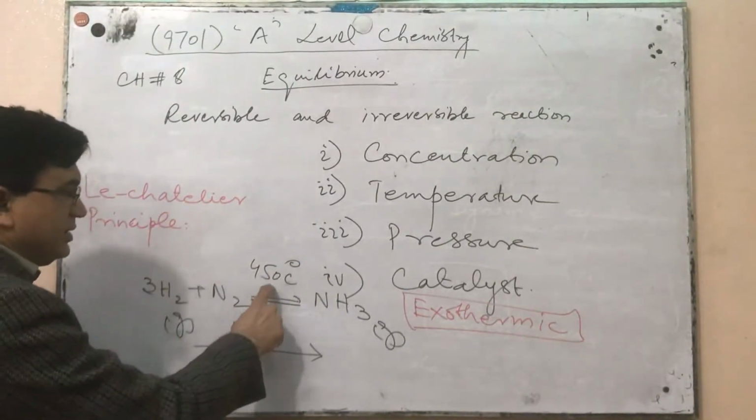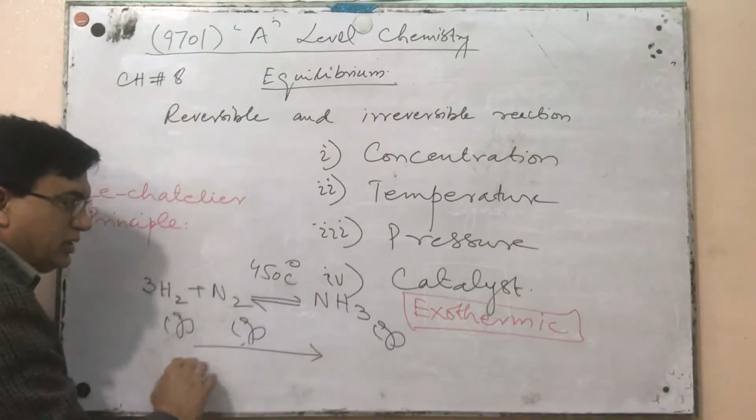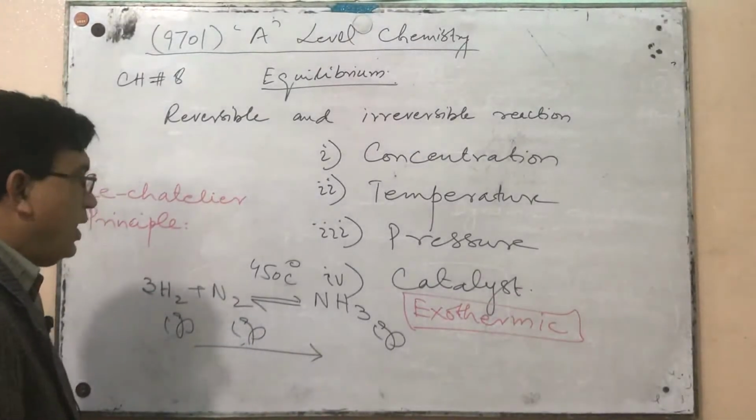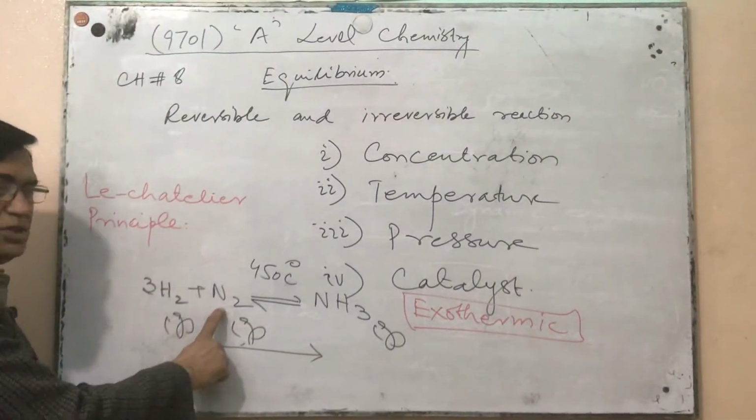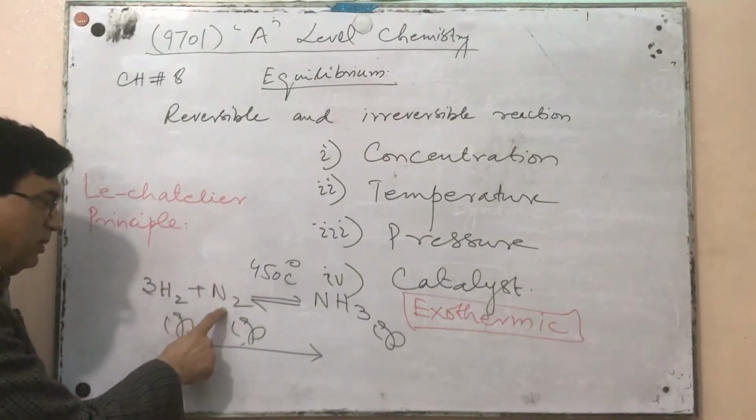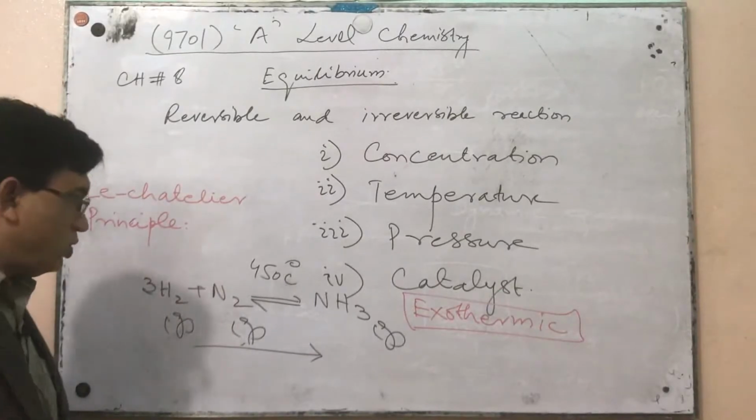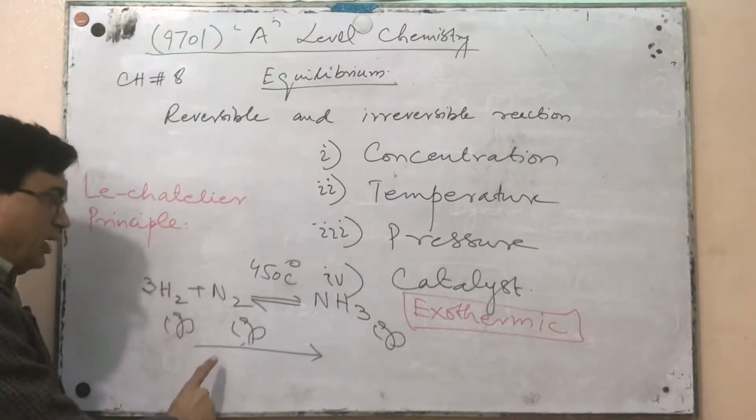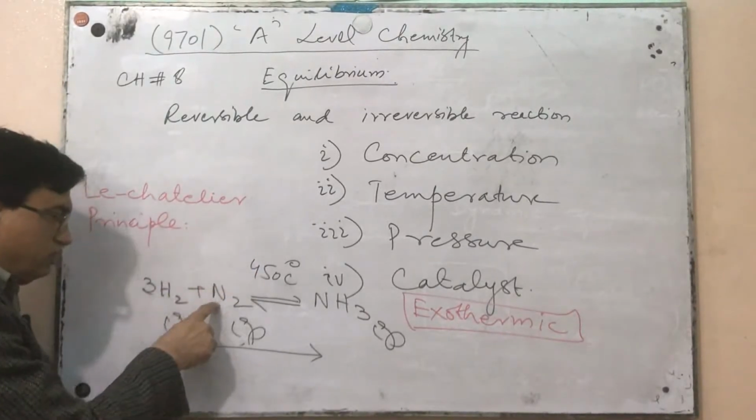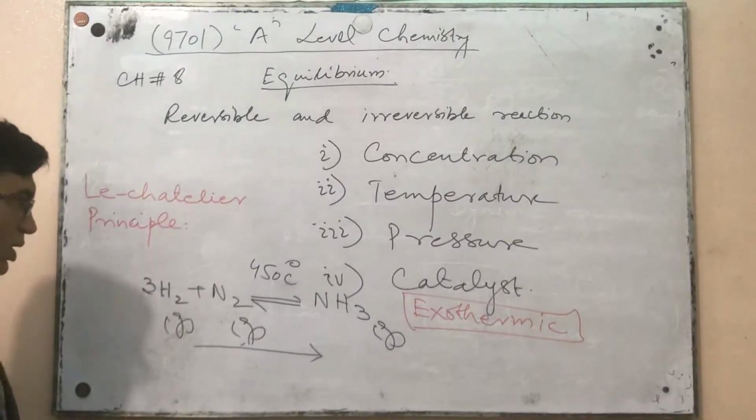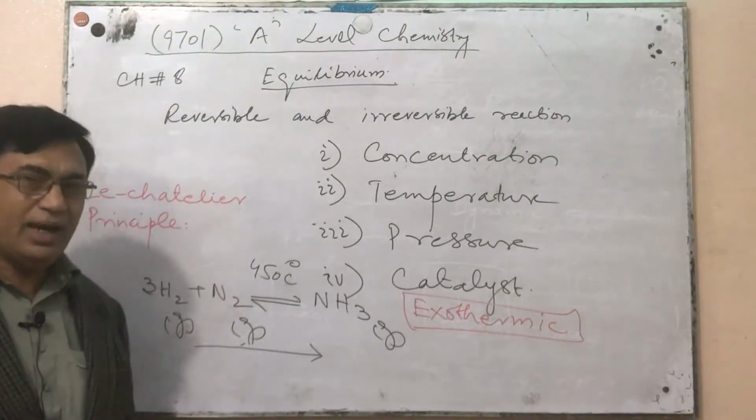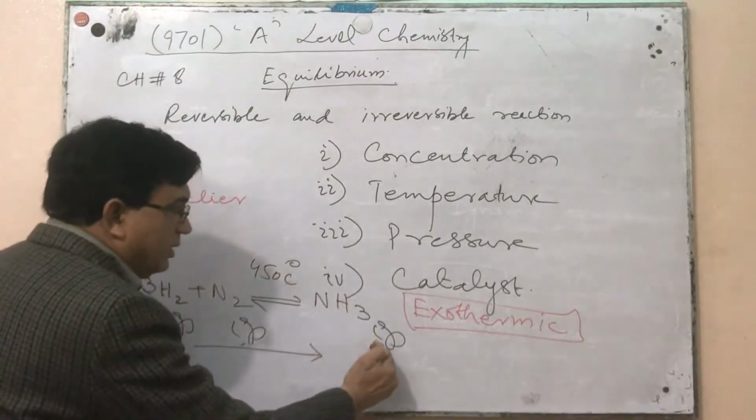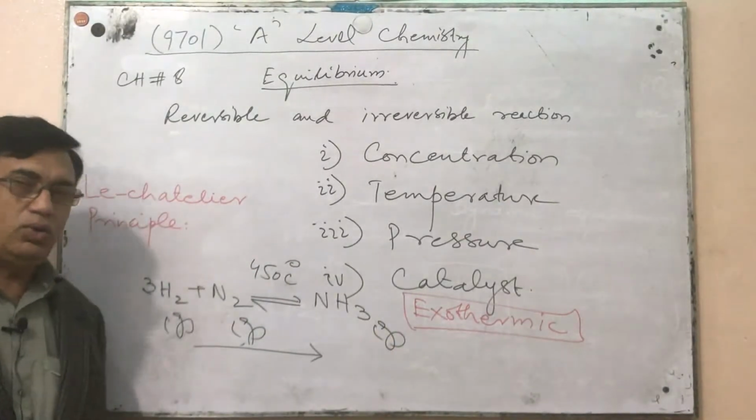The answer is, no doubt, low temperature favors the formation of more and more products, but at a very low temperature, the bonds of nitrogen triple bond and hydrogen single bond are very strong bonds. They will never break easily. That's why we use high temperature to break these reactant bonds, and also we take help from the catalyst to break all the bonds of reactants so that these reactants can be converted into the products.